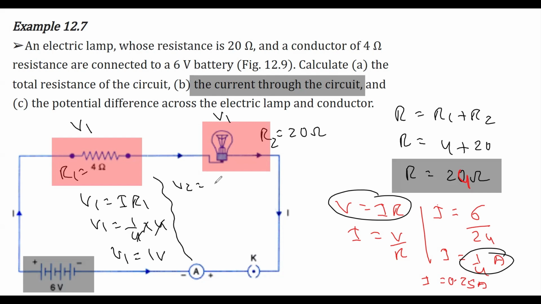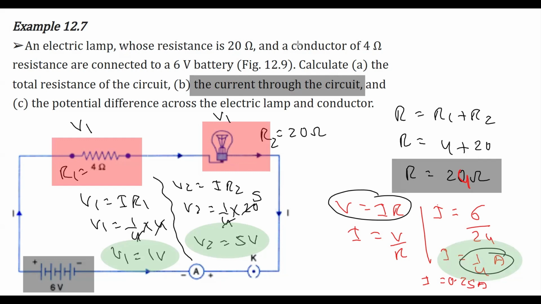Now, same way, if I have to get V2, it is equal to what? I R2. So I is how much? I is the same, 1 by 4, as it is in series, and R2 is 20. So I'll get how much? 5. So V2 is equal to 5 volt. So we now can say that the potential difference across these two conductors, right? Say one is this, other is this. We have to get the current, we got the current, and we had to get the resistance. So we got the resistance also.